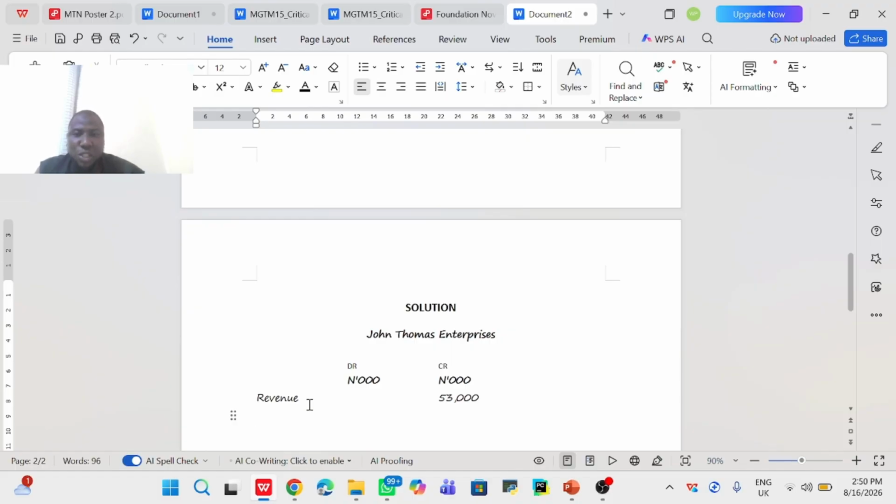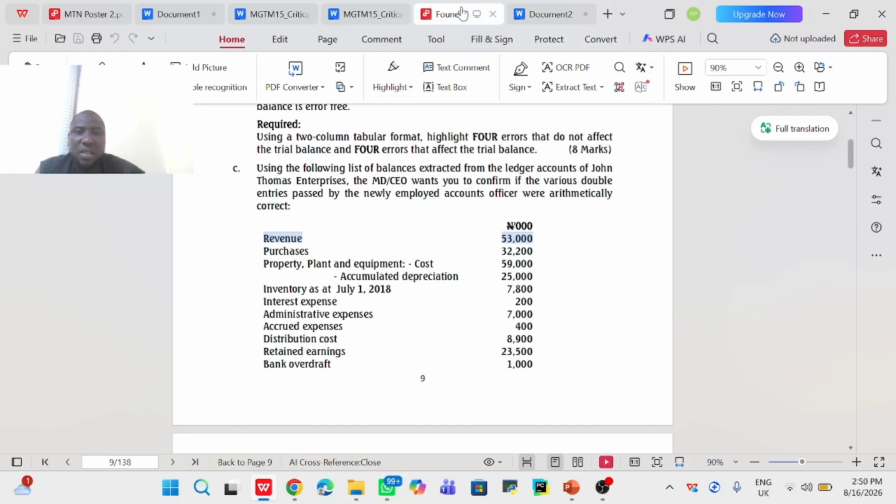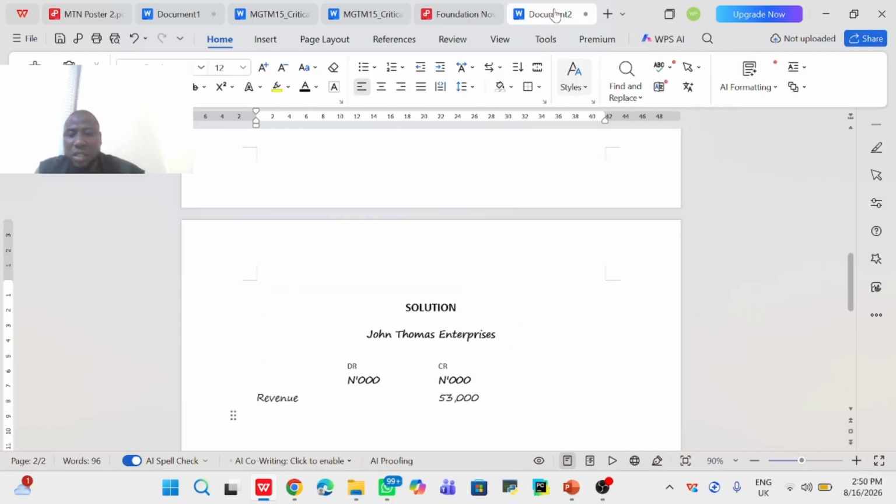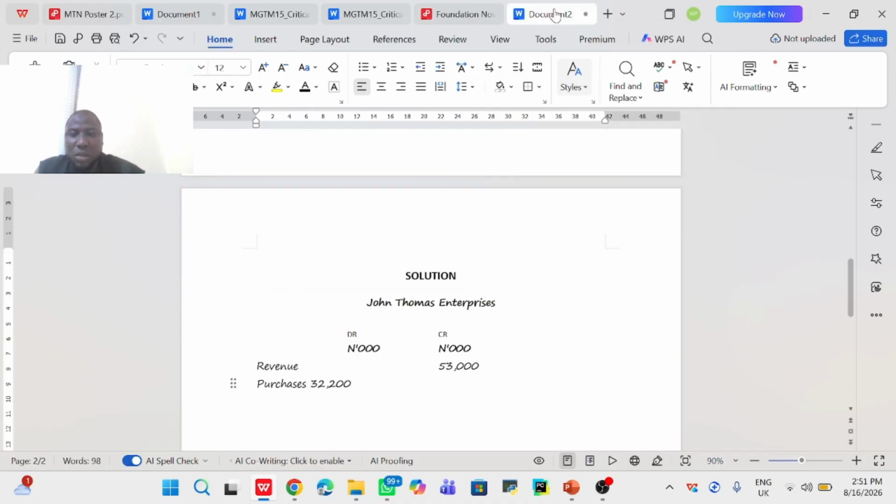Now we have revenue, and it should be on the credit side. That's why we credit our revenue with 53 million naira. Purchases: if you remember from the word PEA, purchases, expenses, and assets should be on the debit side. So that is why we are going to debit purchases with 32,200 million. Do you understand now? Purchases should be on the debit side.